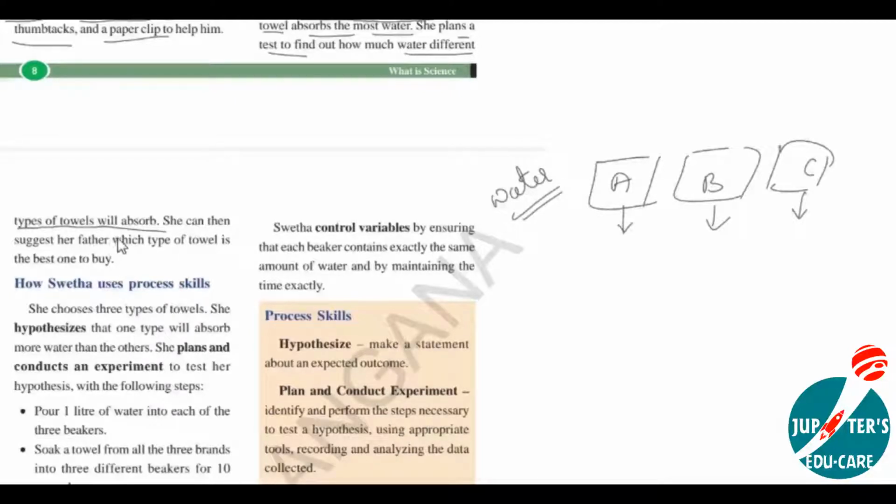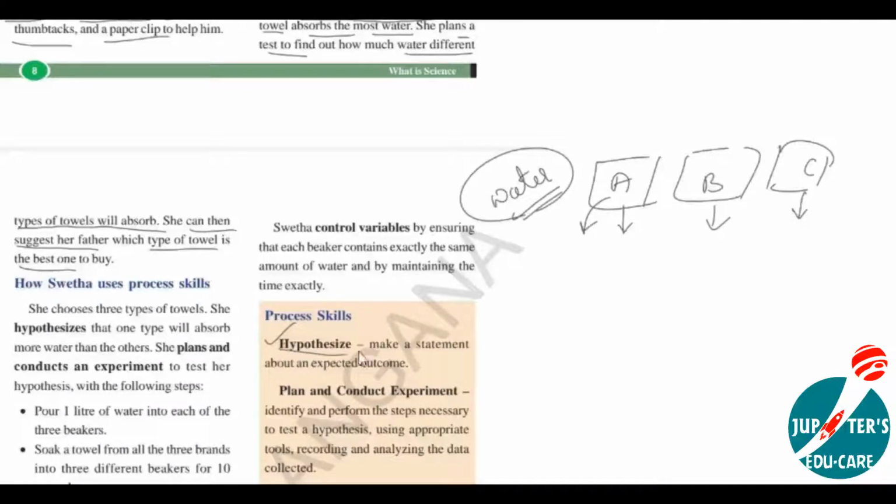So for that she planned an investigation. Then she can suggest to her father which type of towel is the best one to buy. The towel which absorbs more water is a good quality towel, right? Based on her investigation, she can say which is the good quality towel. For that purpose, she is going to plan her investigation. She requires three towels and water. So what process skills can she use here?